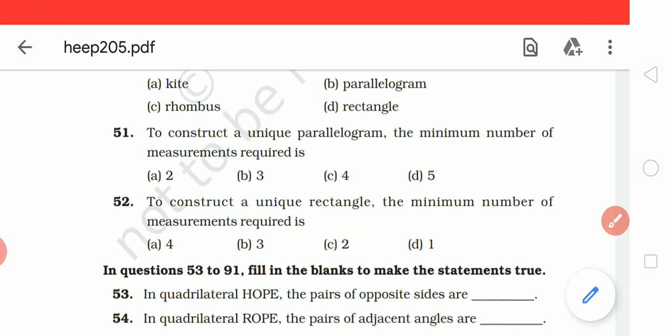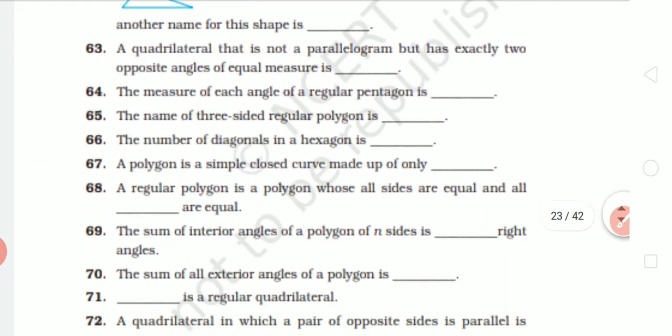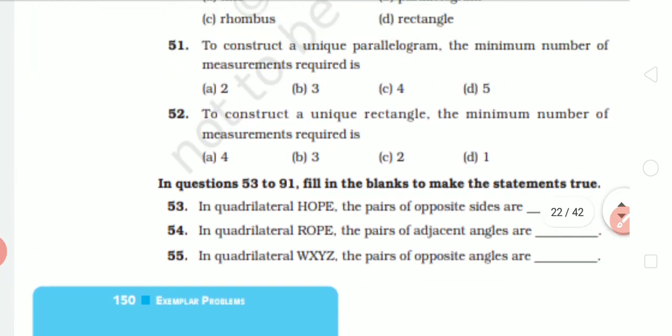So that's all for today. From tomorrow we will continue our fill-ups, right? Today just MCQs we will do.